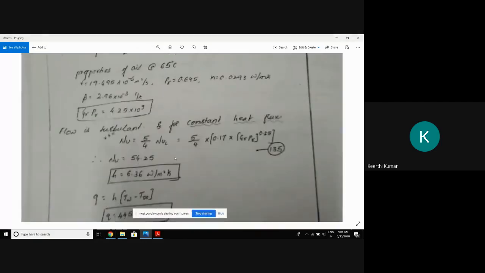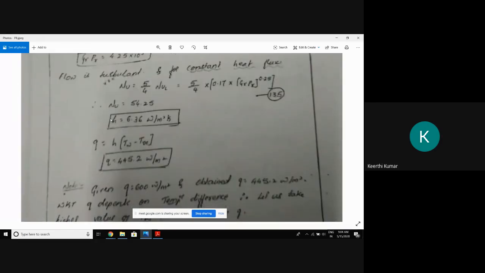Sorry. Nu average, you got this. So substitute Nu equal to hL by k. You know that formula. That formula is available on page number 111. Nusselt number is equal to hL by k. So from that you take out h. So this h is nothing but h average.